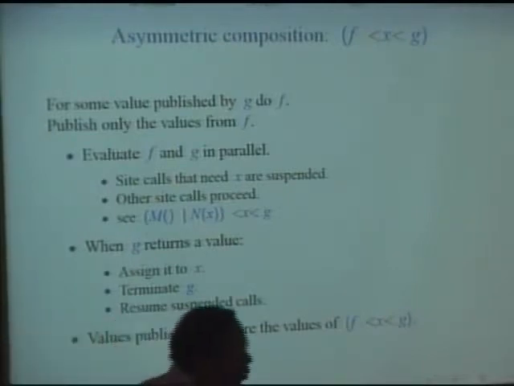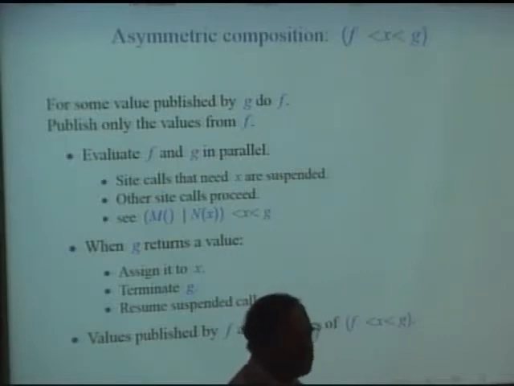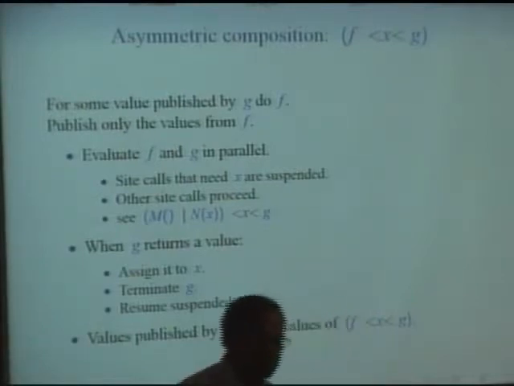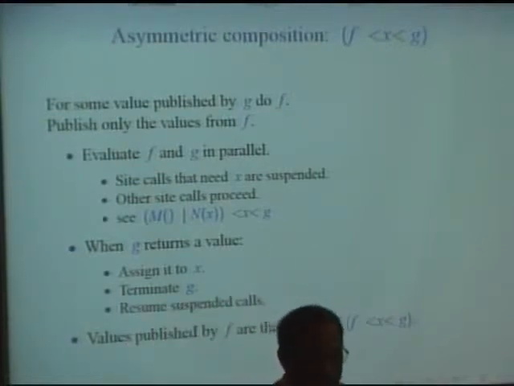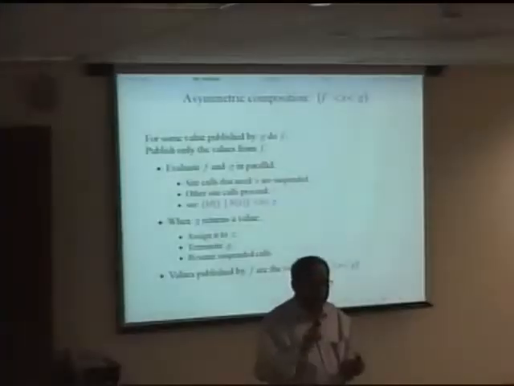Additionally, once we have a value from G, we don't need G anymore. We need just one value. We'll kill G. And what does kill mean? We will do nothing that happens within G. We will not call services from G. We'll not look at any values.